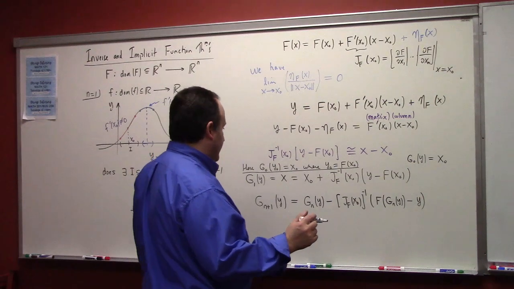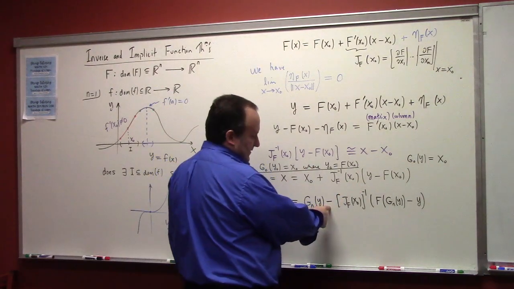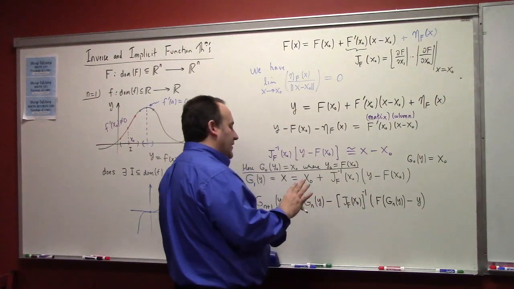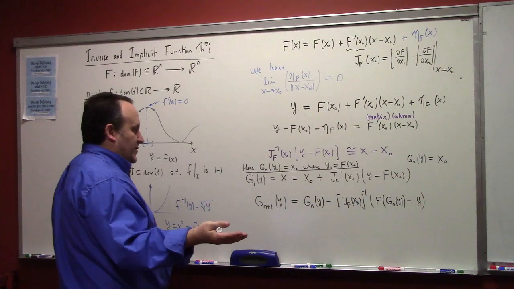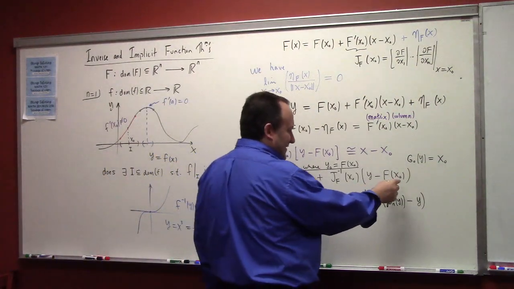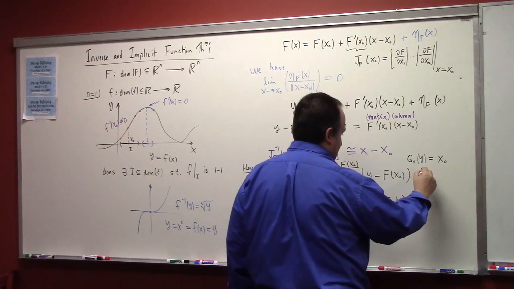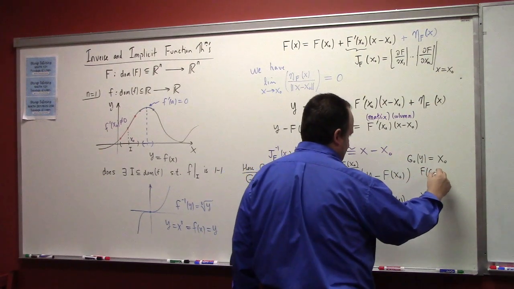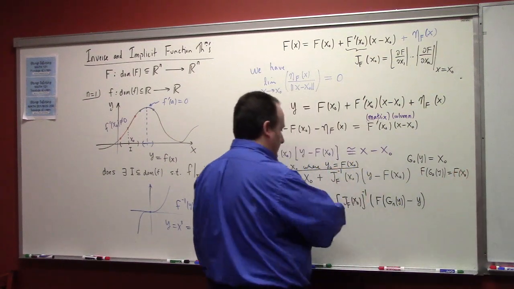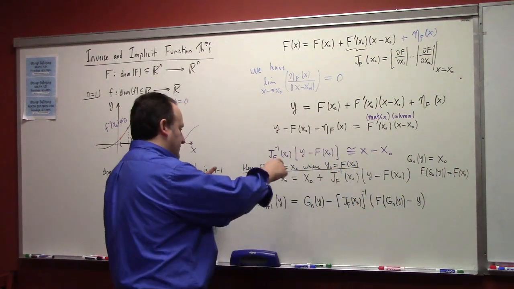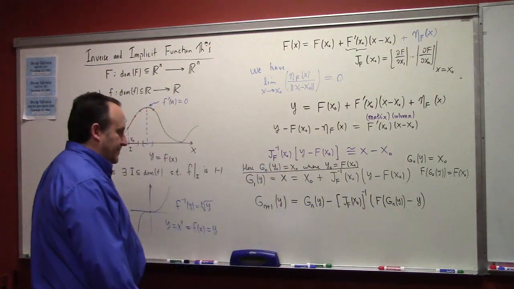Now, I think part of the problem is, oh, you know what it is? I'm a dummy. There's a minus here, right? Okay, there's a minus there. That's what I'm missing. So this is f of g naught of y is equal to f of x naught. All right, so we got the pattern. We have coherence of this with that.